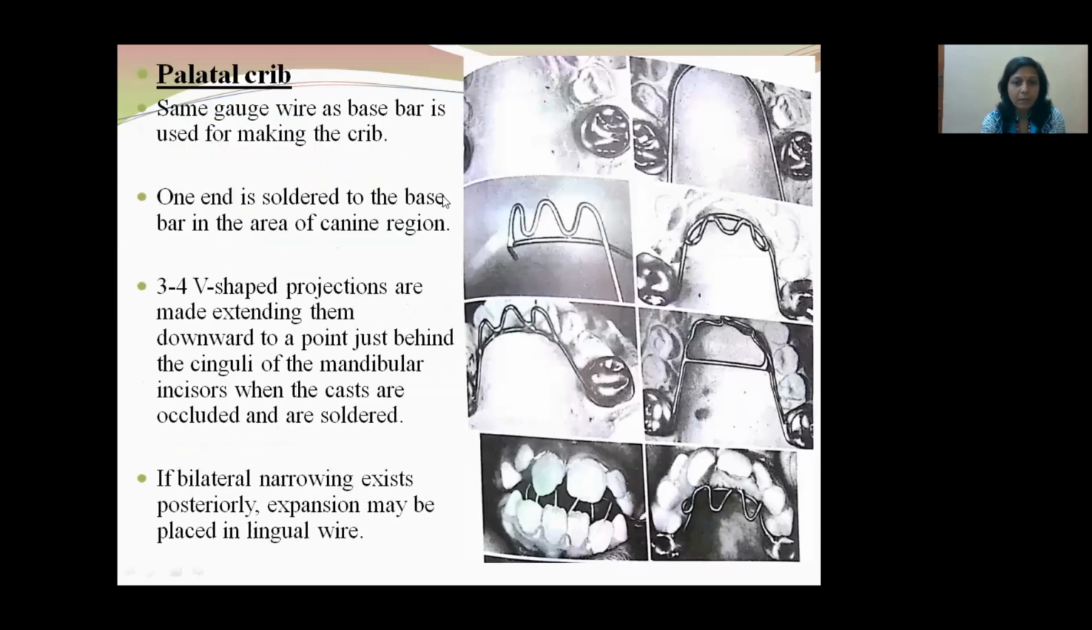Palatal crib appliance will help in correction of tongue thrusting by restricting the tongue in the space posterior to the palatal crib. Here, a 19 gauge wire is used as a base bar for making the crib. One end is soldered to the base bar in the area of the canine region here. 3-4 V-shaped projections are made, extending downward to a point just behind the cingulum of mandibular incisors when the casts are occluded, and are soldered. That is, the height of the crib should not extend beyond the mandibular cingulum area. If bilateral narrowing exists posteriorly, expansion may be placed in the lingual wire.